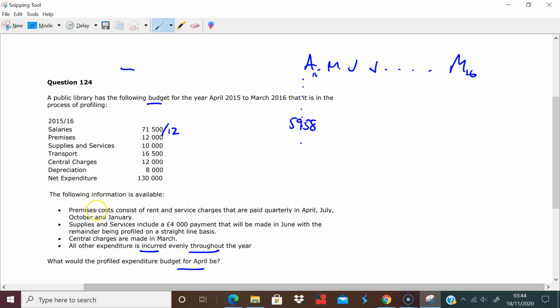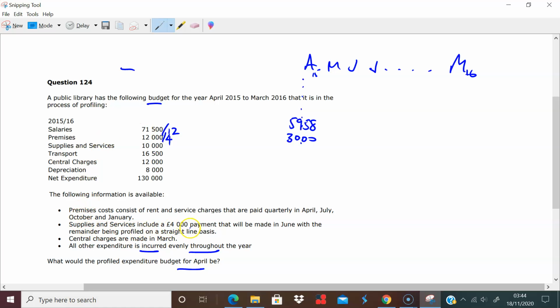Let's look at the premises. It says premises costs consist of rent and service that are paid quarterly in April, July, October, and January. So I'm going to pay this quarterly. So that's 12,000 divided by 4, and this gives me 3,000.